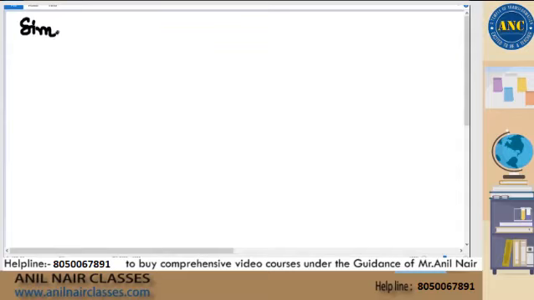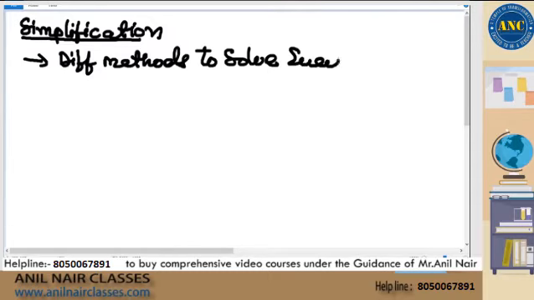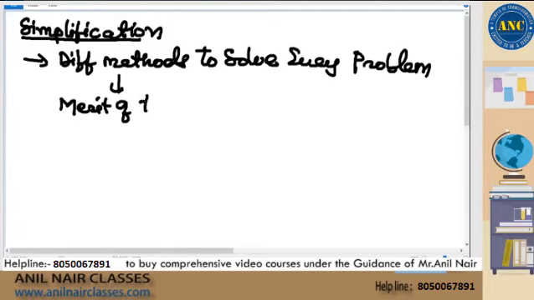Simplification to solve a variety of questions. I will try to solve a variety of questions using a variety of models. I will use different methods to solve a problem. Listen carefully to every problem. I will use different methods to solve every problem, depending upon the merit of the question and your practice.